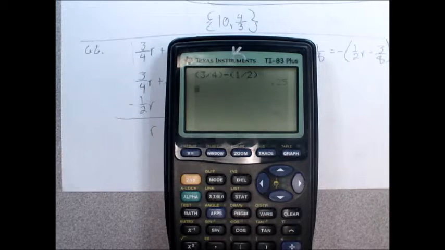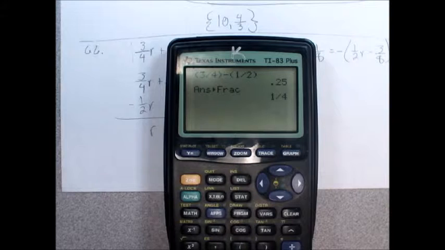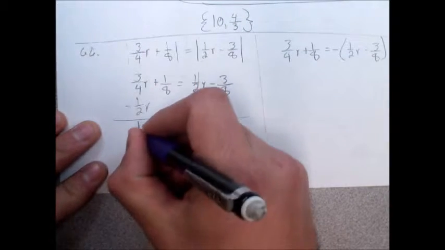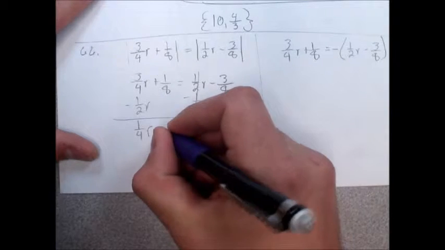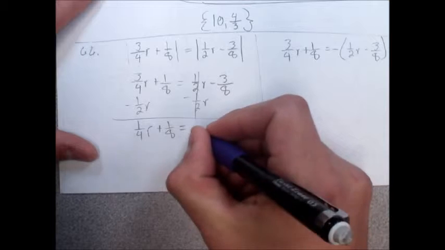Okay, press enter. If I want it in fraction form, which I do in this case, I just tell it to put it in fraction form. Okay, math, fraction, enter, enter. Okay, so it's 1/4. If you found a common denominator, you would have got the same exact answer, so it's no big deal. So 1/4 r plus 1/8 equals negative 3/8.